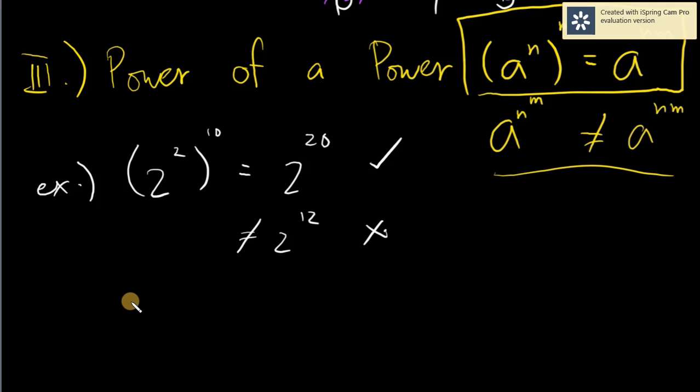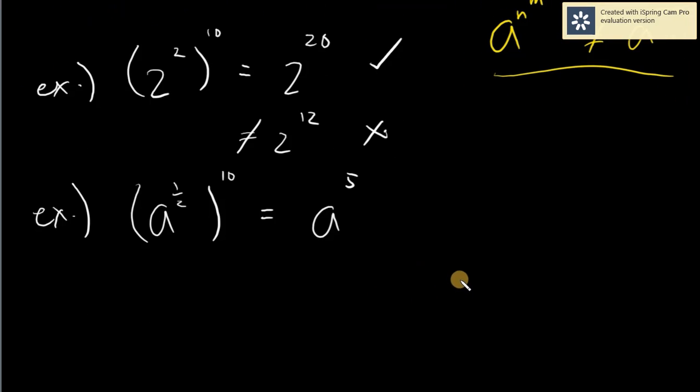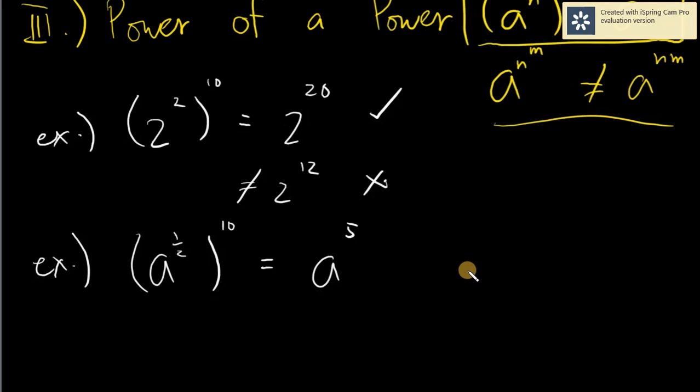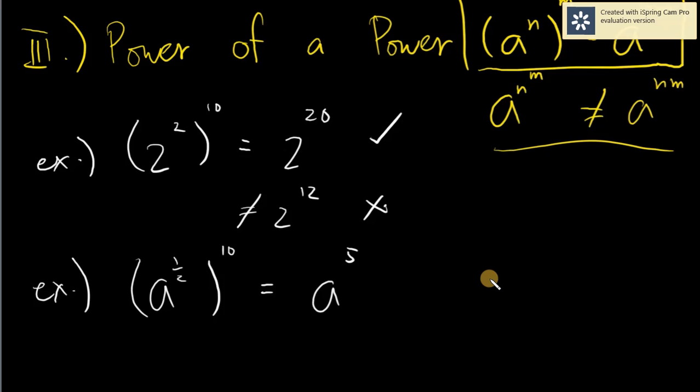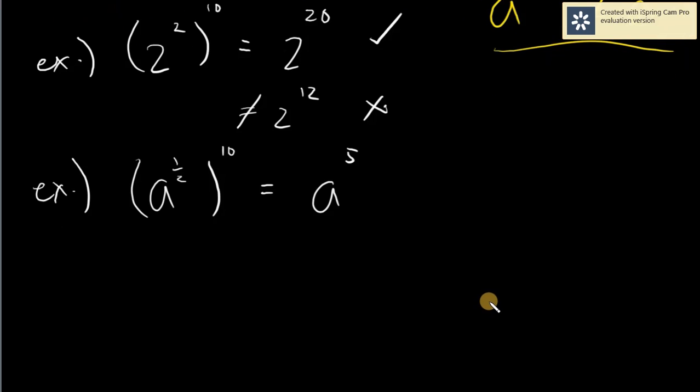So even if you're given, say, a fraction by any chance, you will just simply multiply them. And what is 1 half times 10? The answer is simply 5. Okay? So that is the power of a power, the multiplication of exponents. I hope that you got that. Now, if you may ask, sir, what if we are dealing with multiple numbers inside? It would be the same.